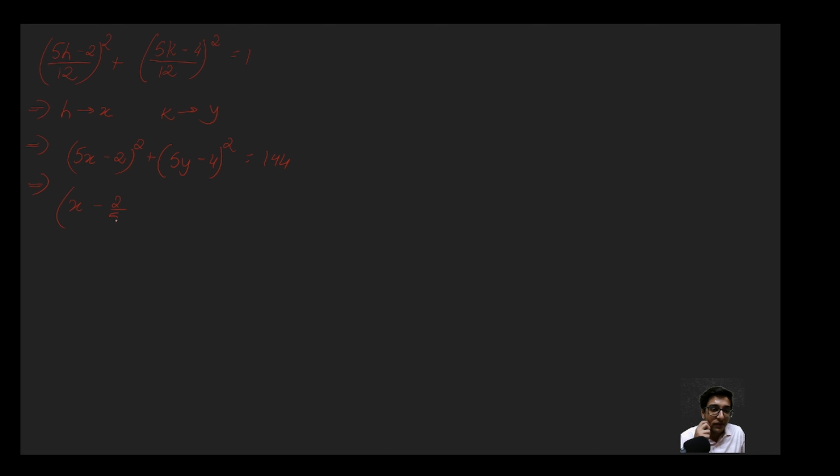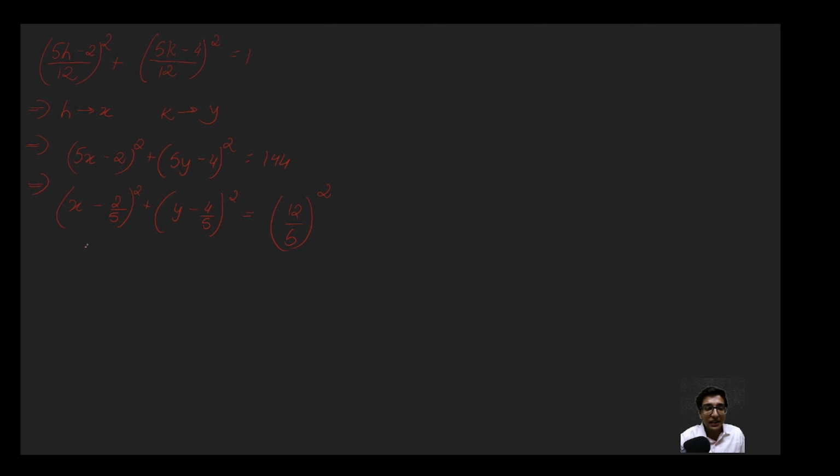So what would this become? (x minus 2 by 5) whole square plus (y minus 4 by 5) whole square, and this is equal to 144 by 25, because I've taken 5 common from both these terms, and of course since it was squared, it becomes 25. Or rather, let us write this down in this format: this becomes (12 by 5) whole square.